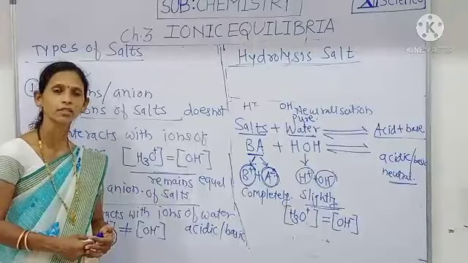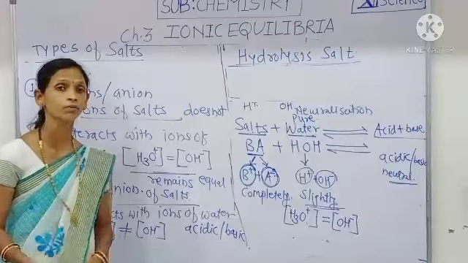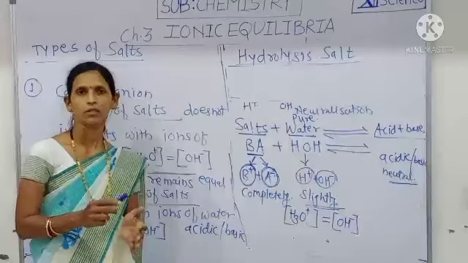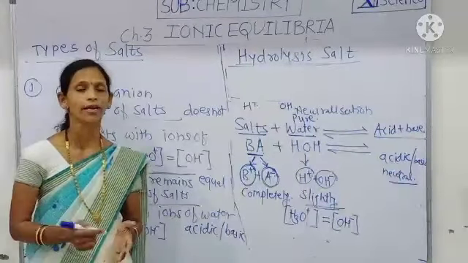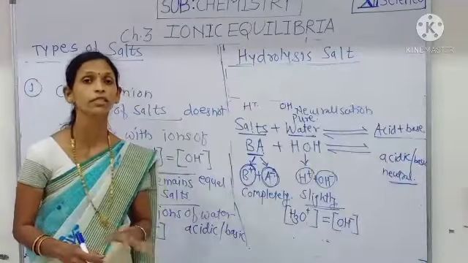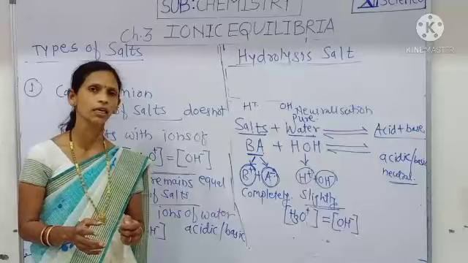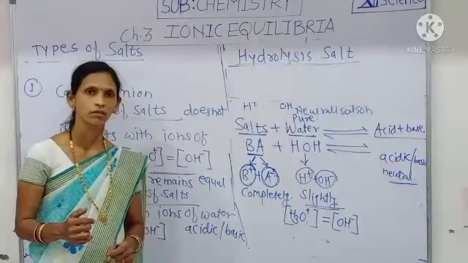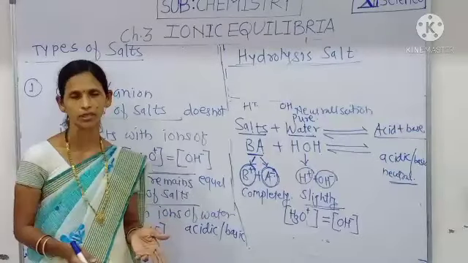Then in the next lecture we will be discussing the hydrolysis of different types of salt. These four types of salts: hydrolysis of salts of strong acid and strong base, hydrolysis of salt of strong acid and weak base, hydrolysis of salt of weak acid and strong base, and hydrolysis of salt of weak acid and weak base. We will discuss that in the next lecture by taking one example of each type of salt, to determine whether that type of salt undergoes hydrolysis or not.